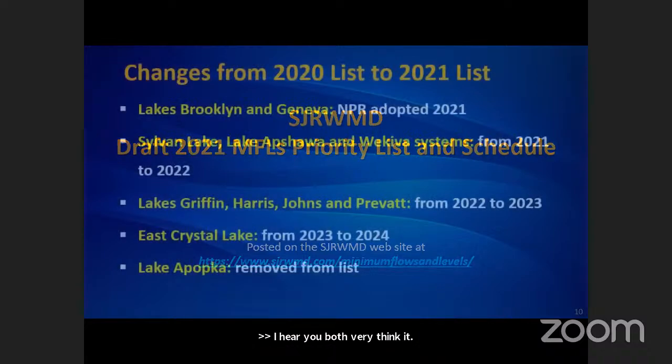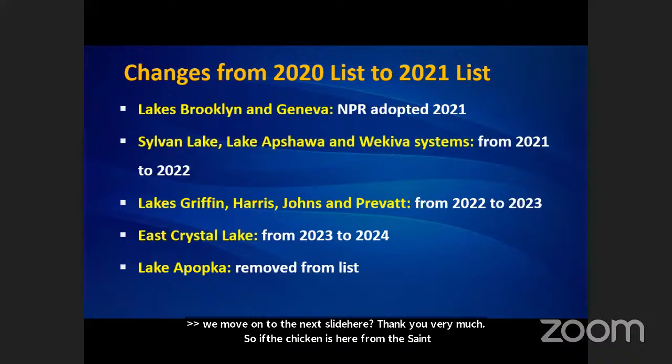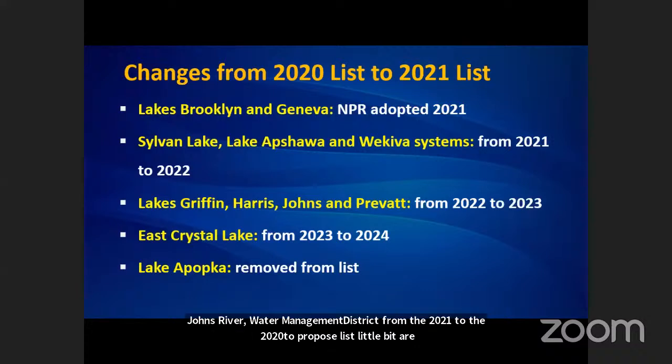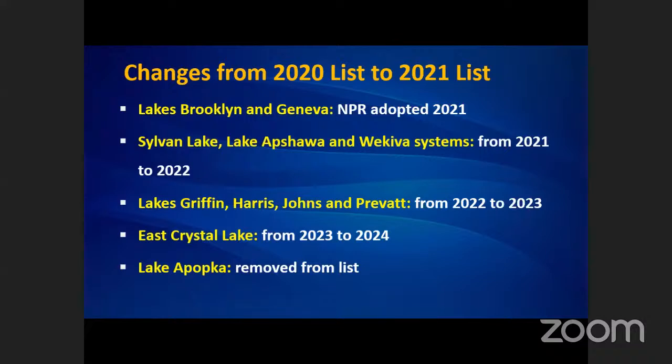Can we move on to the next slide here? Thank you very much. So a few changes here from the St. John's River Water Management District from the 2021 to the 2022 proposed list that'll go to our governing board is that we're shifting some of our systems here about a year, moving the ones that were scheduled in 2021 out to 2022. Same for a few of them in 2022 to 2023. And then similarly for 2023 to 2024. Then finally, I'm pulling Lake Apopka off of the priority list at this time.